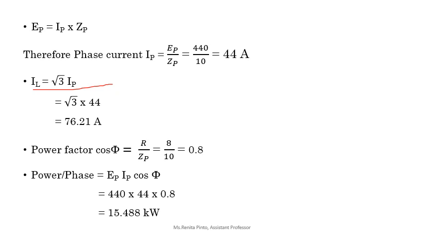Next, power factor. Now power factor you already know cos phi is equal to R by Z. So substitute in that, find out what is the power factor.